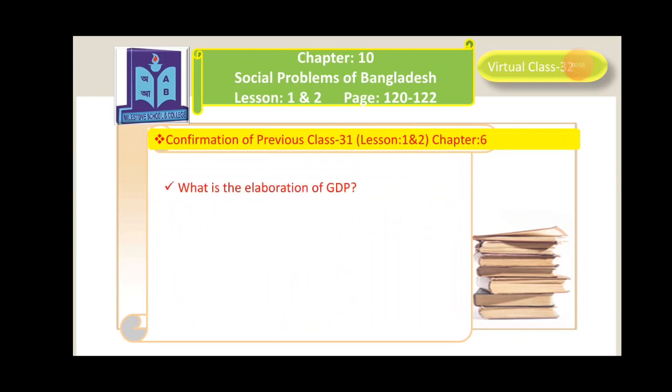My first question is, what's the elaboration of GDP? Who can tell? Yes, that is gross domestic product. Next one, what's the basic difference between GDP and GNP? Can you tell this answer? Okay, absolutely right. GDP means gross domestic product, that means the internal income of a country, and GNP is gross national product, that means the internal and external income of a country is included in GNP.